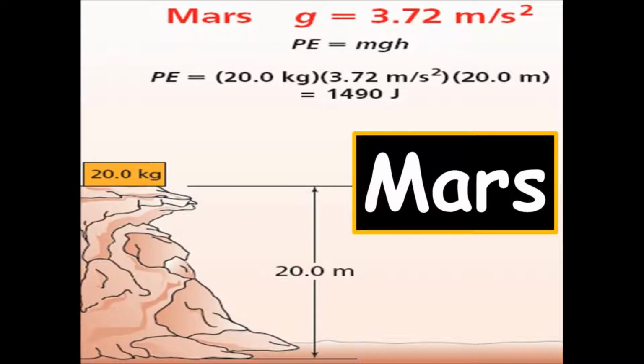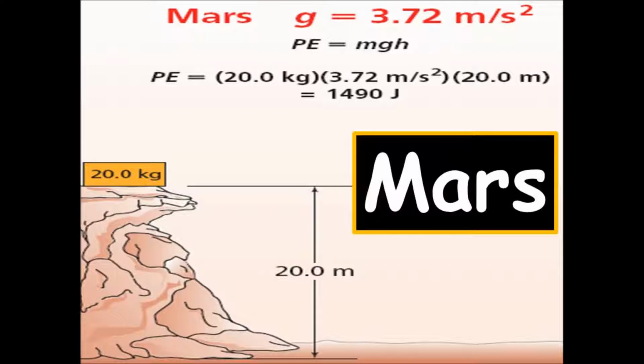Mars is actually much smaller than Earth. You can see how much smaller it is. It's both a rock planet, but the gravity on Mars is 3.72, and the gravity on the Earth is 9.8. So the gravity differences are considerably different.